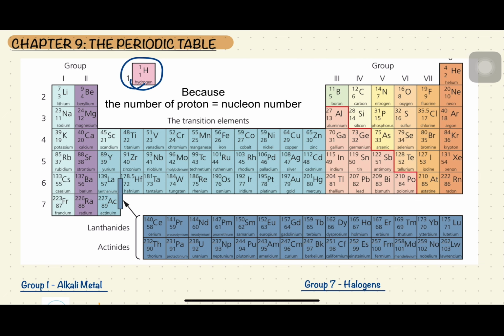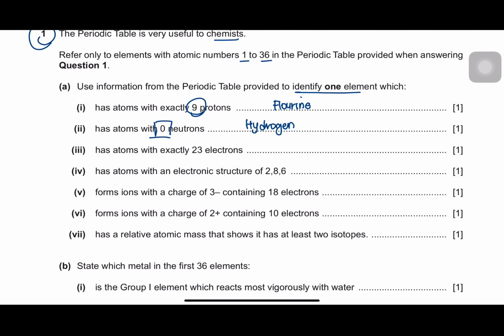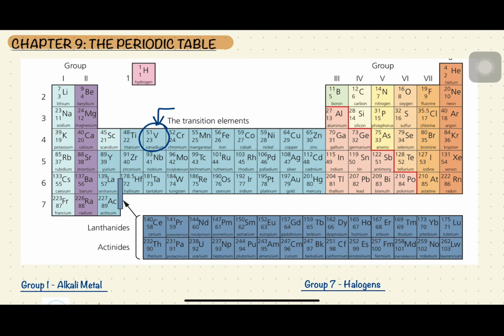Now, as you can see here, the next one has atoms with exactly 23 electrons. This means that it also has 23 protons. In your periodic table, vanadium gives you 23 protons.